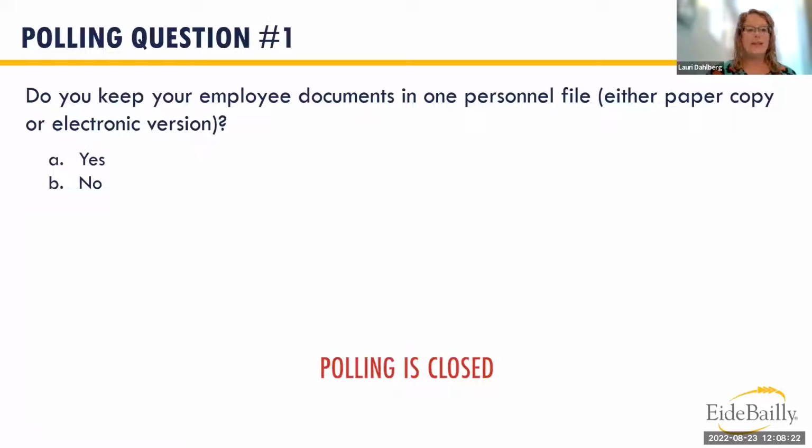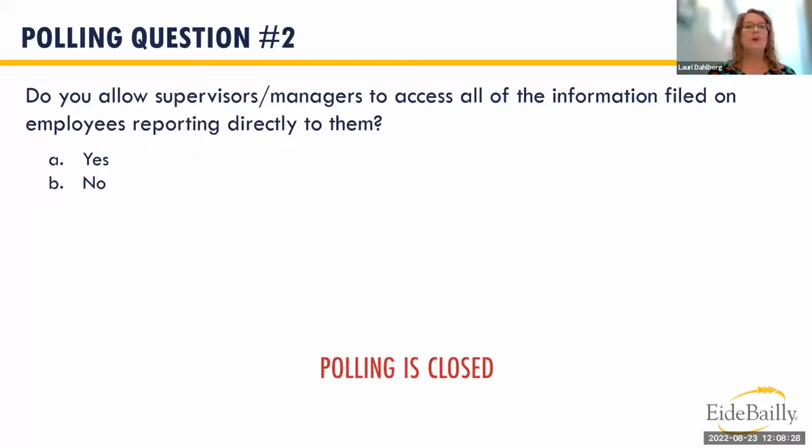Second polling question, right out of the gate, we're going to have polling question number 2. Do you allow supervisors or managers to access all of the information filed on employees who report directly to them? So they see everything that you have filed on an employee? Okay, so it does look like the majority of you have some sort of access parameters or rules with regards to who can see your personnel files, even for employees who report directly to them. So I wouldn't say there's necessarily a wrong answer. There's a better answer. And so we're going to talk about those things here today.